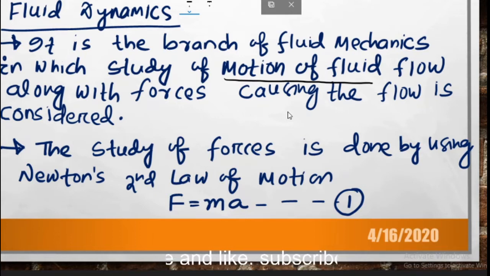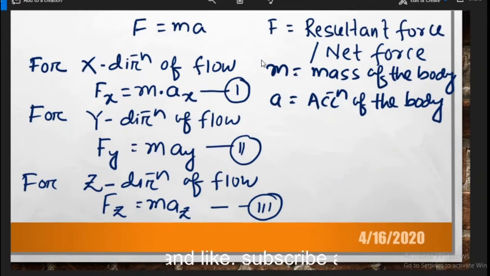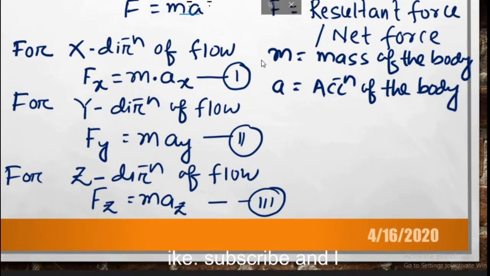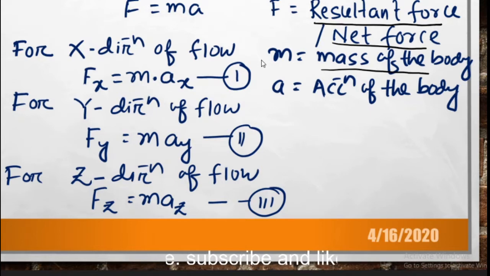What is Newton's second law? The rate of change of momentum will be equal to the net force acting on the body. That is, net force will be equal to mass into acceleration. So this is Newton's second law, F = m a, and this F is generally called the resultant force or net force, and this m is called the mass of the body.